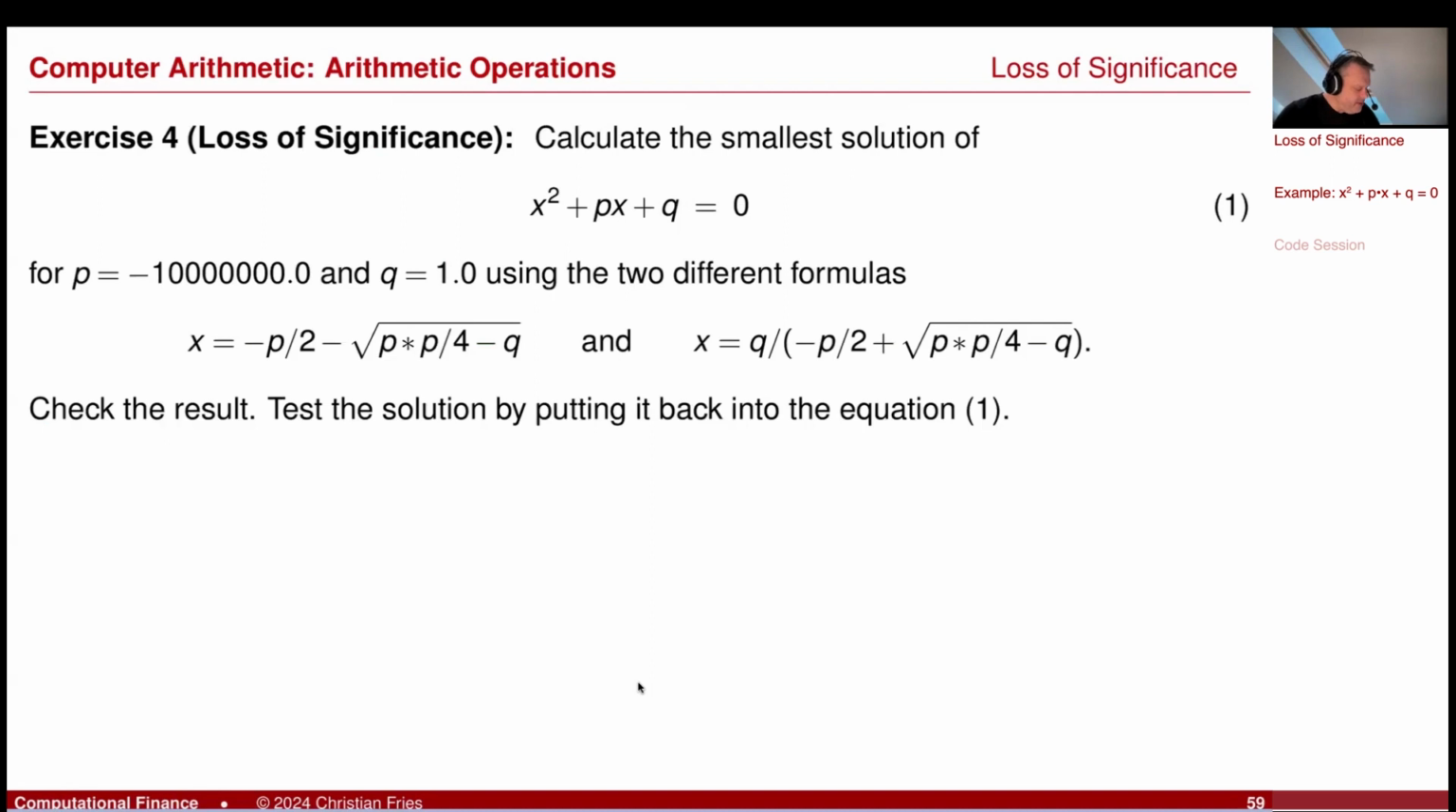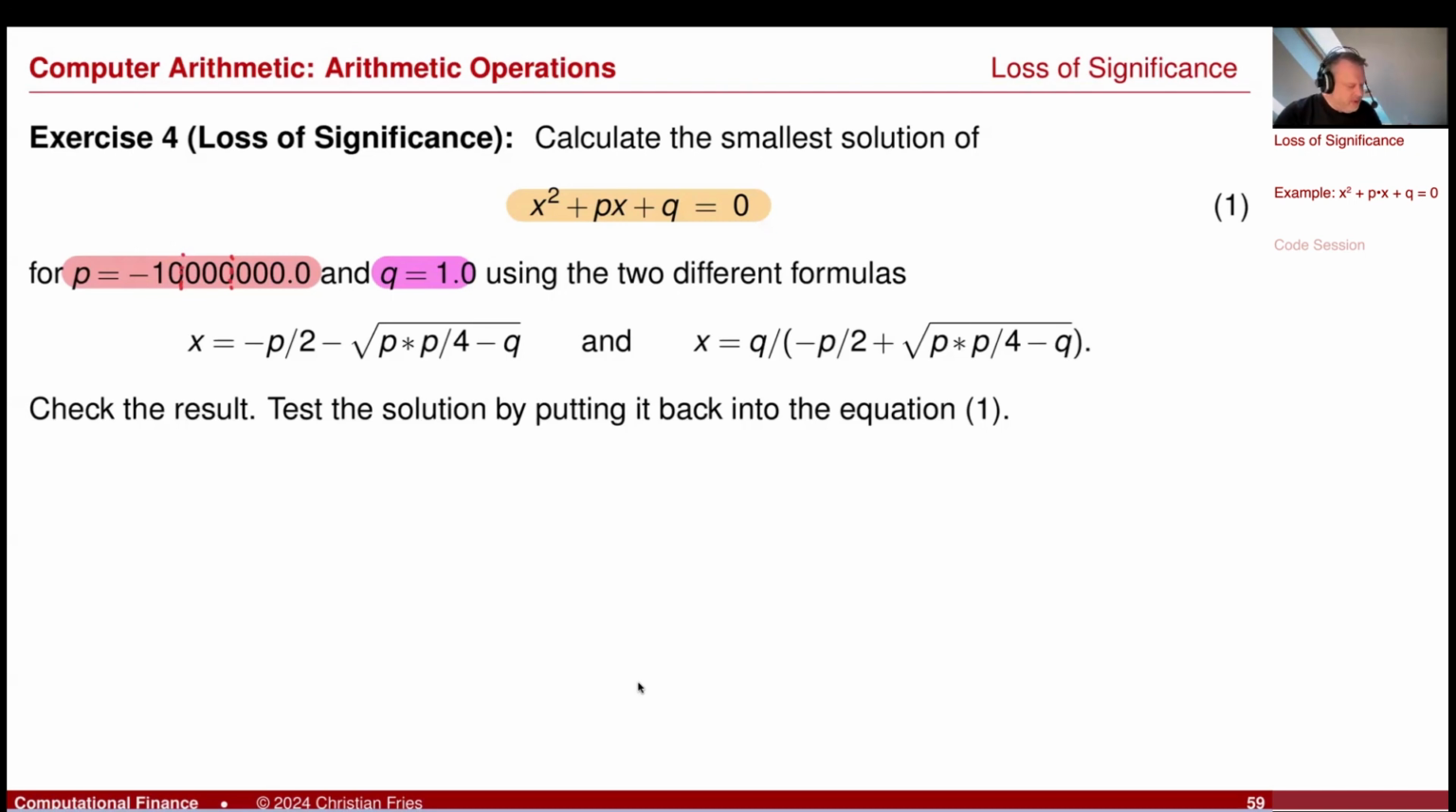And the example I would like to discuss is the solution of this quadratic equation. X squared plus px plus q equals 0, where p is quite large, q is not so large. Okay, well, the difference is big. I believe this here is 10 million. Let's check. This is 10 million. But maybe the computer should cope with this.